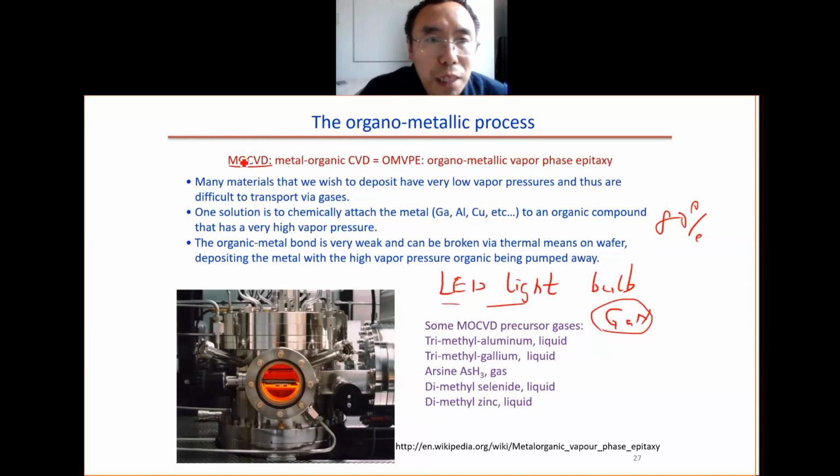So what is MO? Metal organic. We can see the source material here: trimethyl aluminum, trimethyl gallium. This is the metal and organic. That's why it's called metal organic CVD. Another name for it is organometallic vapor phase epitaxy.